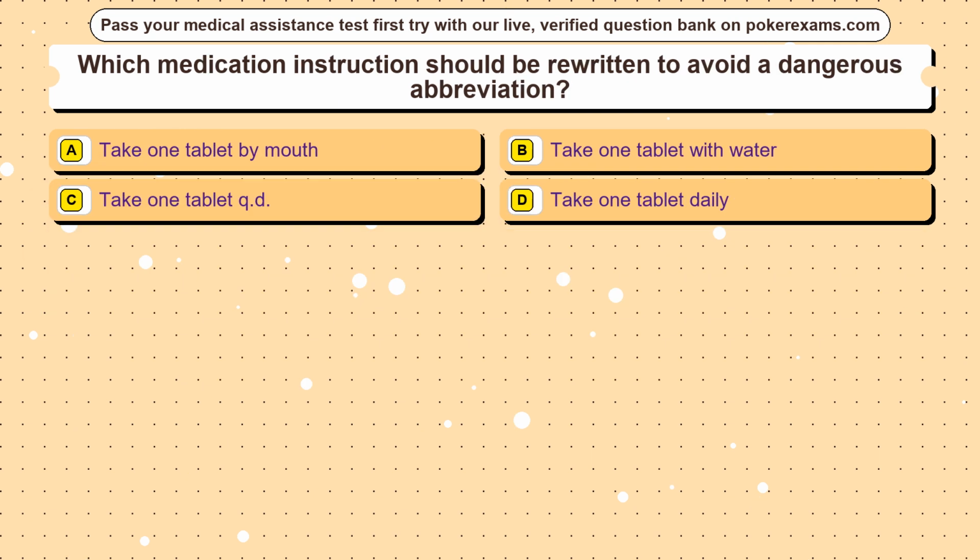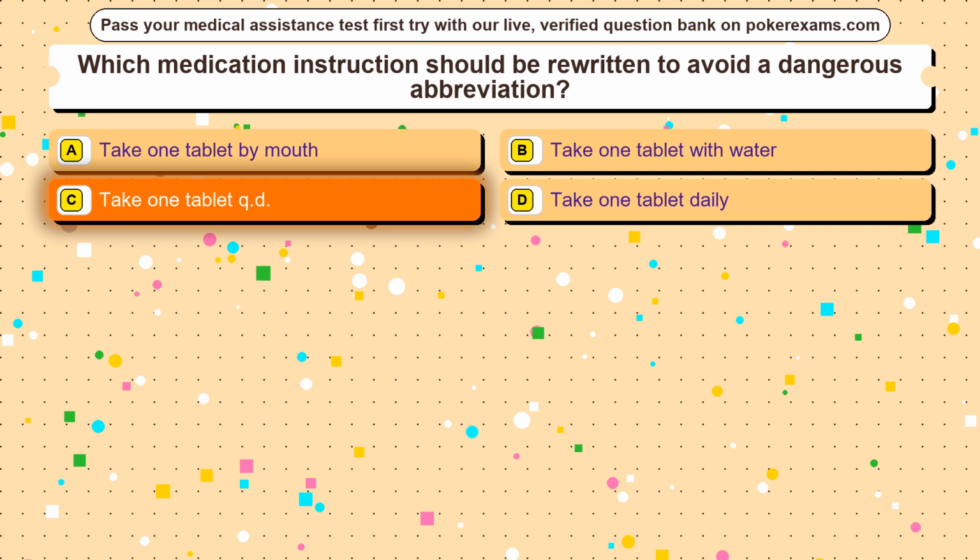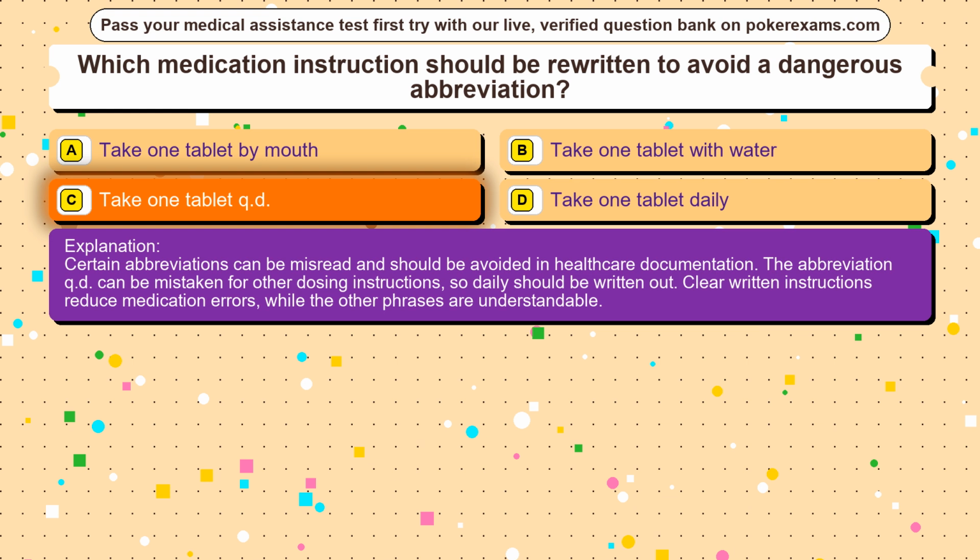Question 21. Which medication instruction should be rewritten to avoid a dangerous abbreviation? Option A, take 1 tablet by mouth. Option B, take 1 tablet with water. Option C, take 1 tablet QD. Option D, take 1 tablet daily. The correct answer is option C, take 1 tablet QD. Certain abbreviations can be misread and should be avoided in healthcare documentation.